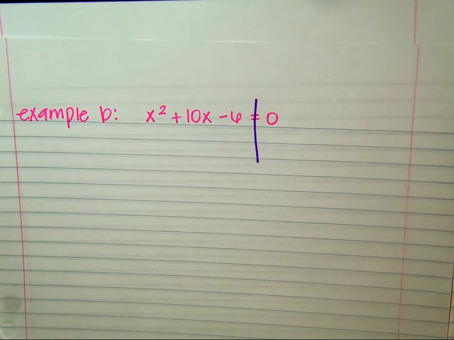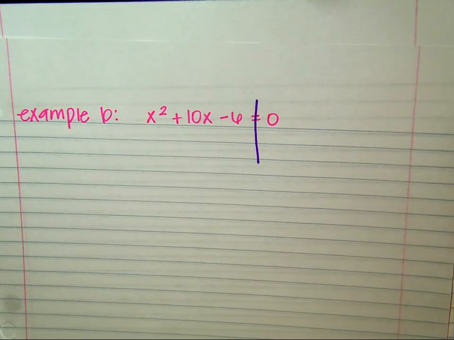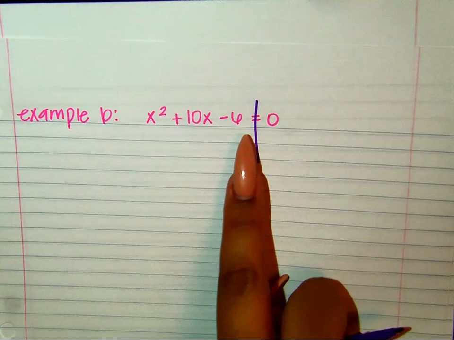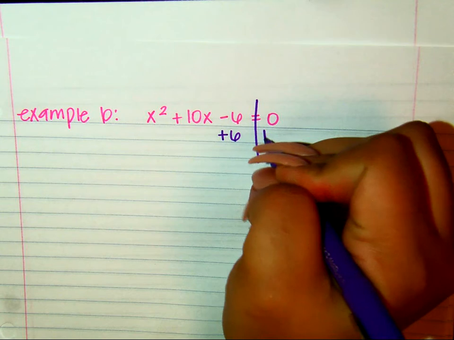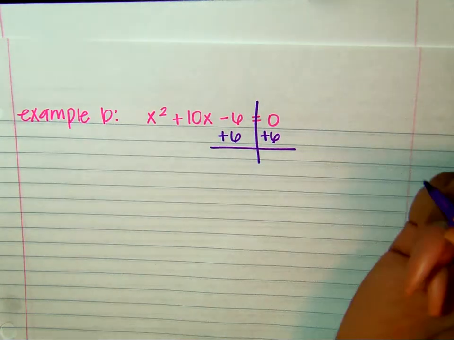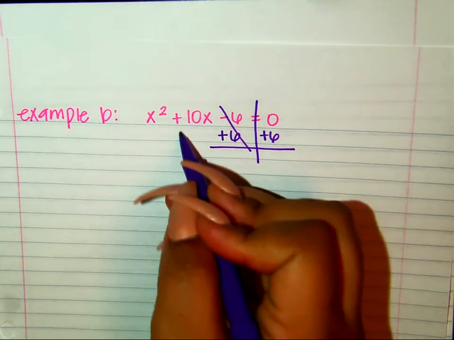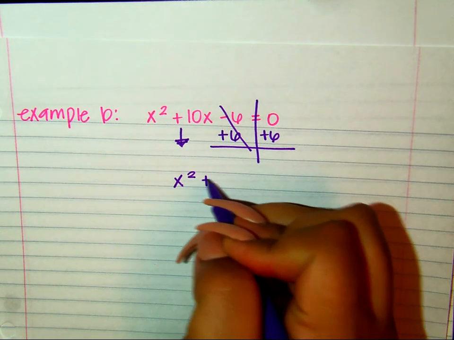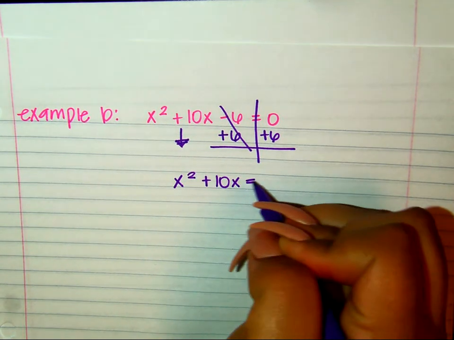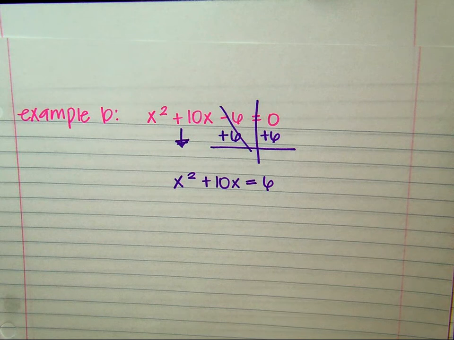So step number 2 is we are going to move the constant, which in this case is a -6, from the left side of the equal sign and put it on the right. How do we do that? We're going to do the opposite and add 6 because that's a -6 and that cancels out. I'm going to bring down this part, x squared plus 10x equals 0 plus 6, which is 6. Now, this is the point where I need to add my empty boxes.